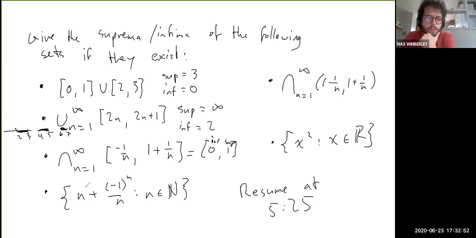If you think about what these numbers do as n increases, it's pretty clear that overall, these numbers tend to get bigger and bigger and bigger, because this term over here just gets smaller and smaller. So from that alone, you can tell that this should be unbounded above. So the supremum should be infinity here.